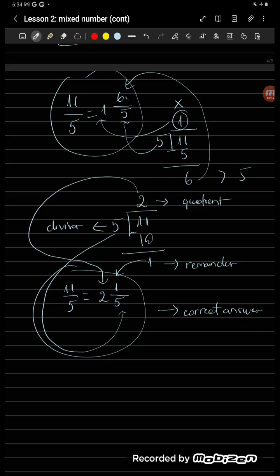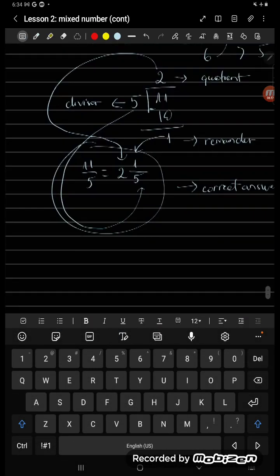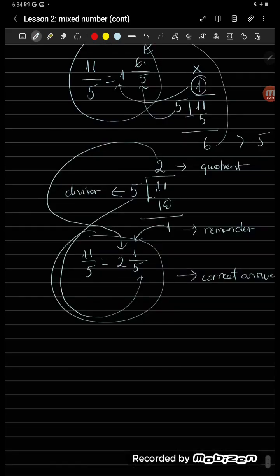Remember that. Next, we already know how to convert from a fraction into a mixed number. How about converting backward, from a mixed number to a fraction? This one is very easy. It is not complicated like the forward direction.